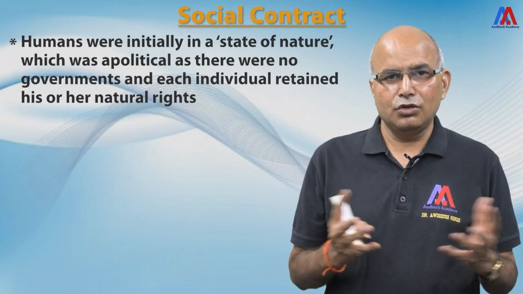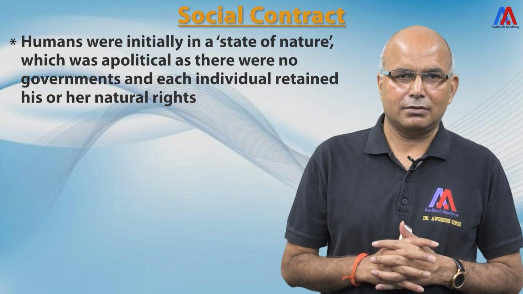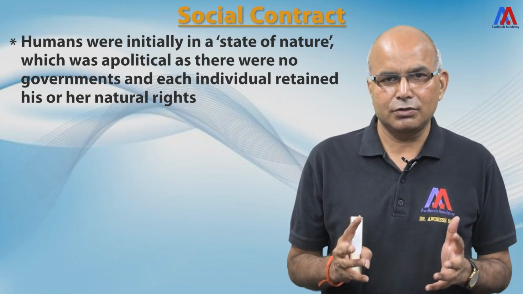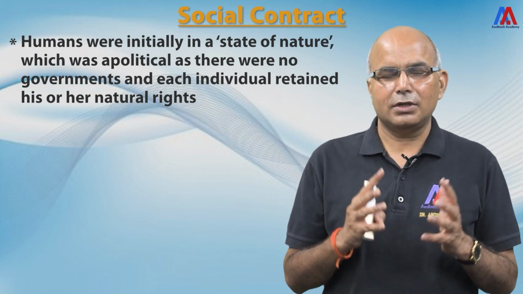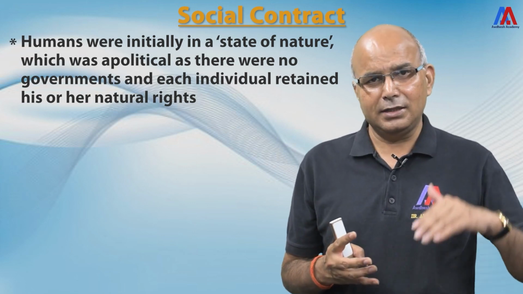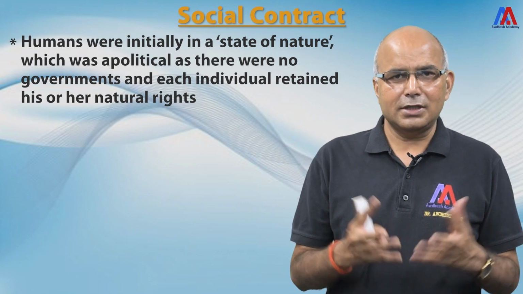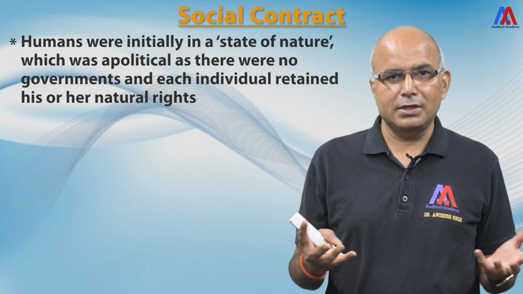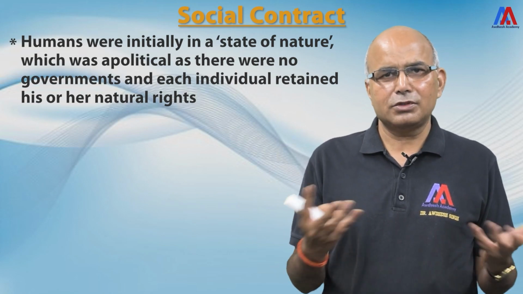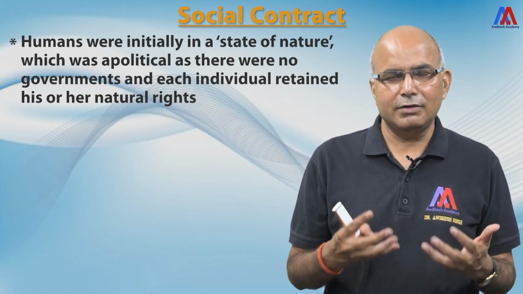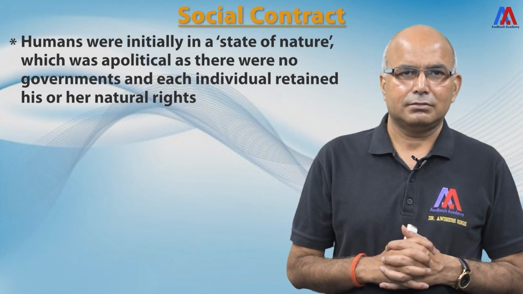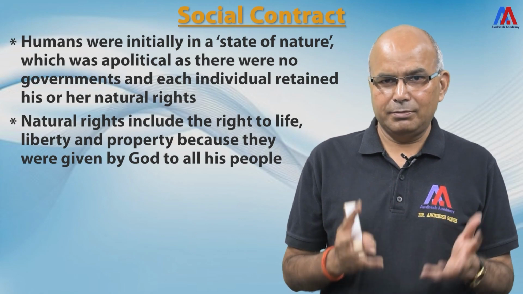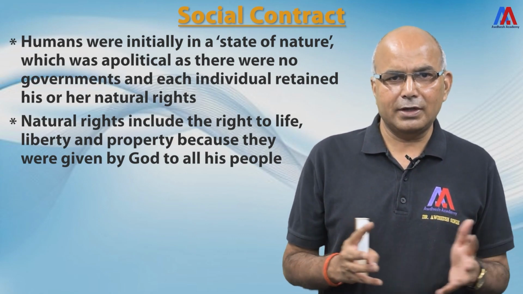Initially, humans were in the state of nature, which was apolitical, as there was no government and each individual retained his or her natural rights. What it means is that in ancient society, just like what prevails in the jungles right now, just like animals have all their rights, humans also had all their rights, and they were staying in the state of nature. And these natural rights include the right to life, liberty, and property, because they were given by God to all his people.